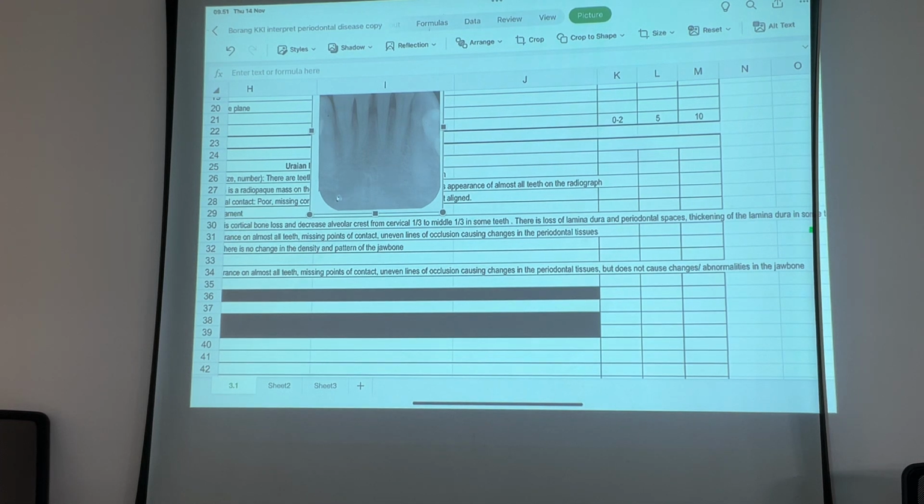And if someone has generalized periodontitis, and we need to view a lot of the teeth, panoramic is not as detailed. So a full mouth X-ray, which is bitewing or periapical radiography, maybe more than 10. It depends on the patient.